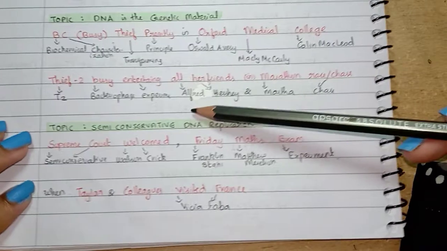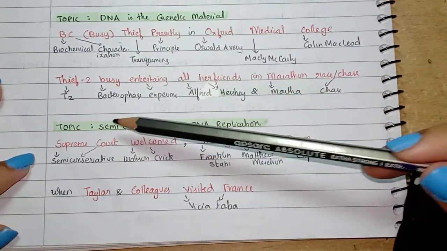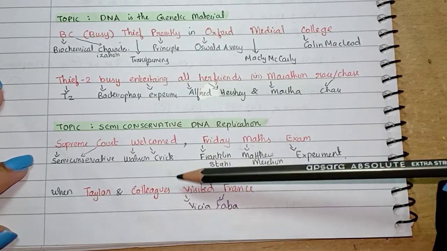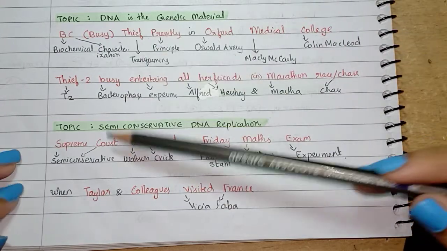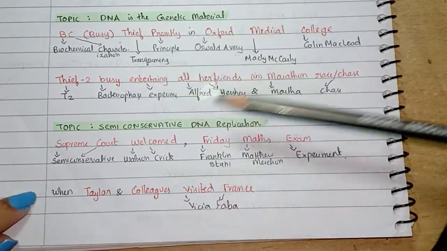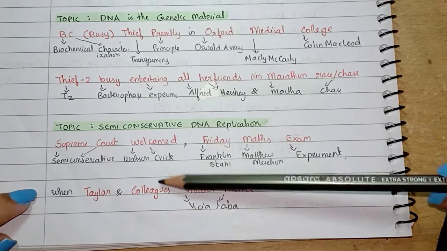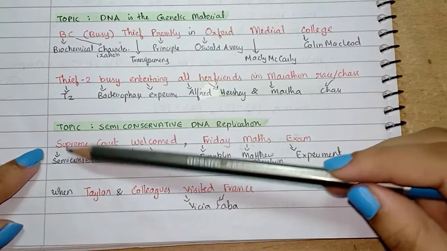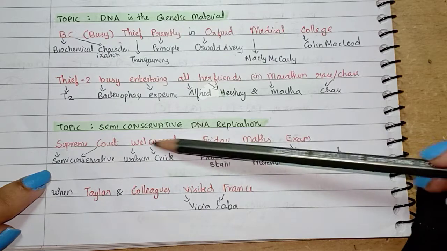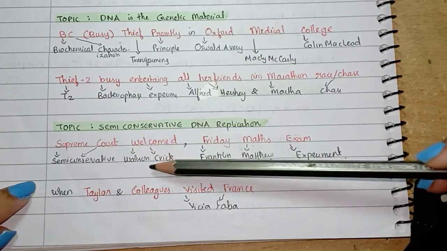Now the next topic is semi-conservative DNA replication. The trick for this is Supreme Court welcome Friday Max exam when Taylor and colleagues visited France. Okay, so the Supreme Court welcomed the Friday Max exam. When did this happen? When Taylor and his colleagues visited France. So Supreme Court, that is semi-conservative of Watson and Crick. So semi-conservative DNA replication was introduced by Watson and Crick.